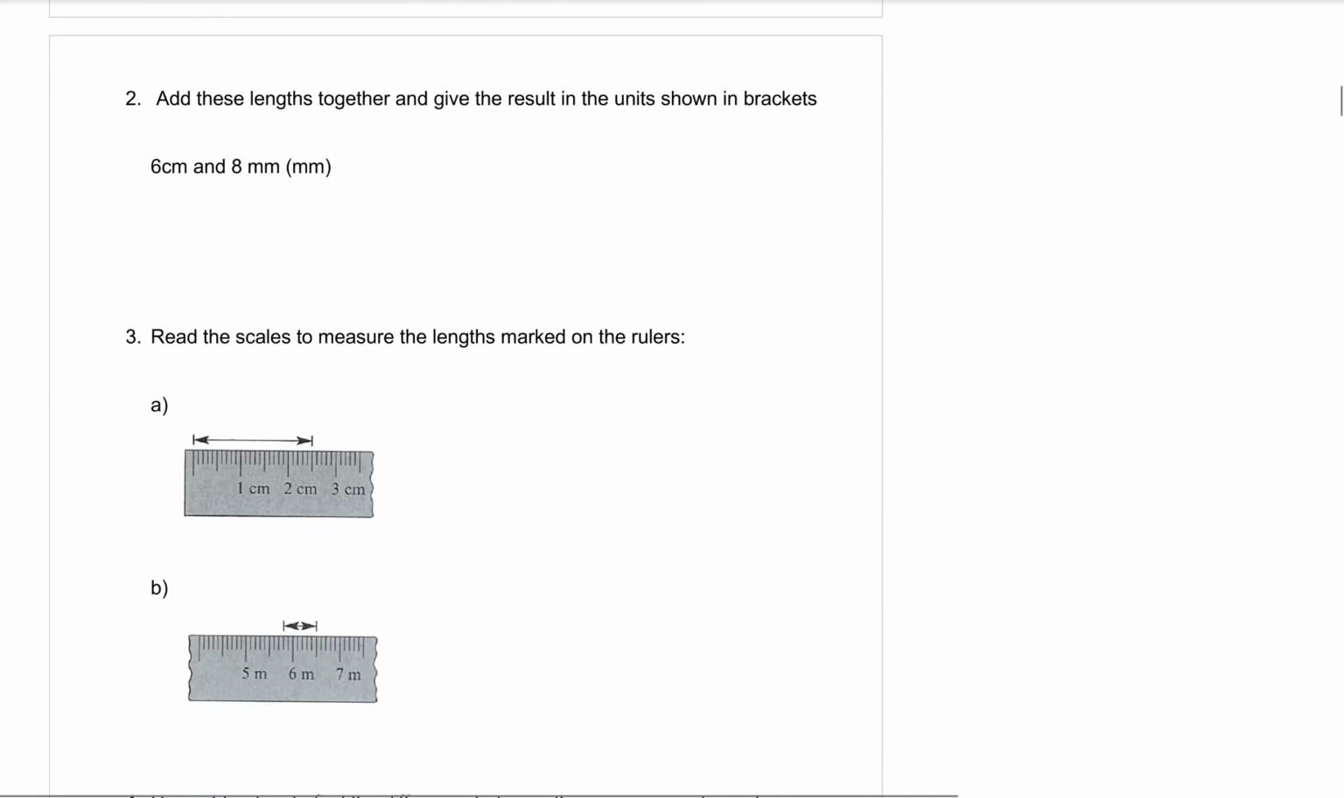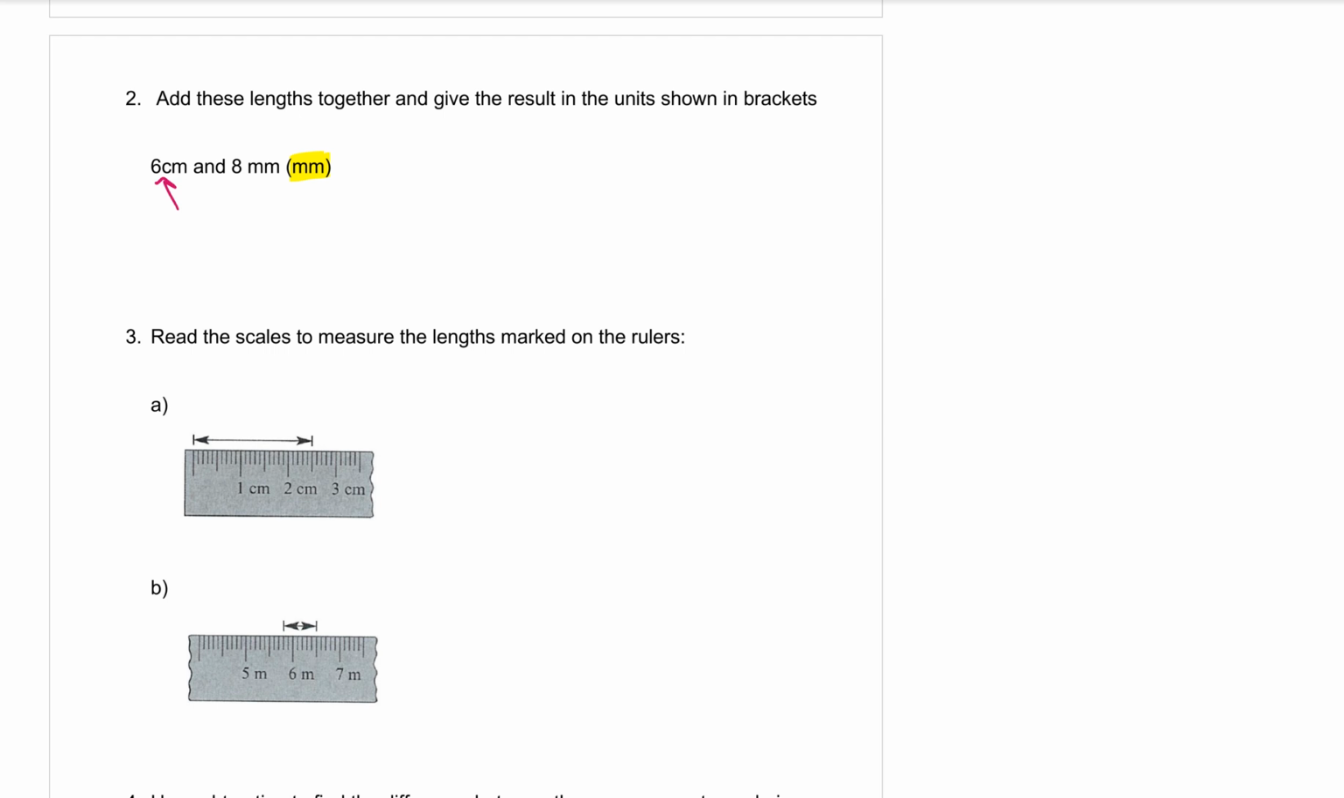On the next page, question 2, it says, add these lengths together and give the result shown in the units shown in the brackets. So I want to add together 6 centimeters and 8 millimeters. And the millimeters that is written here in brackets means that I want to write my answer in millimeters. So when that happens, that means that I want to start by having both of my measurements in millimeters. So the 8 millimeters is fine. The 6 centimeters though, I need to convert it.